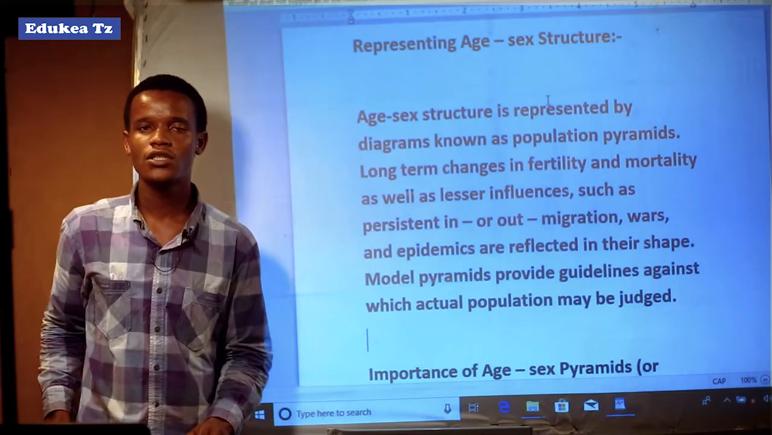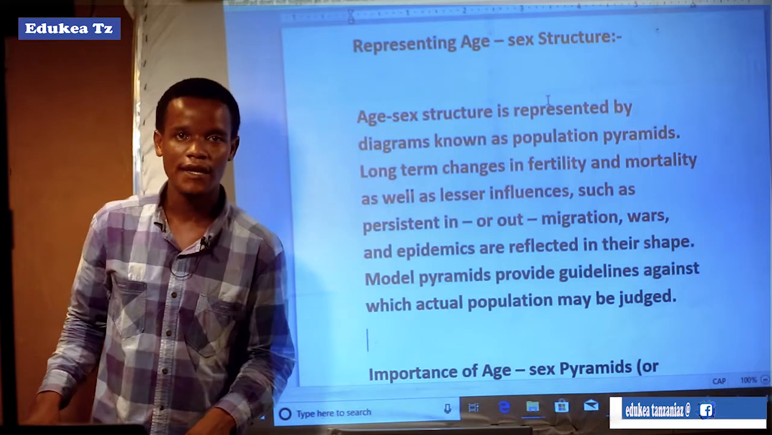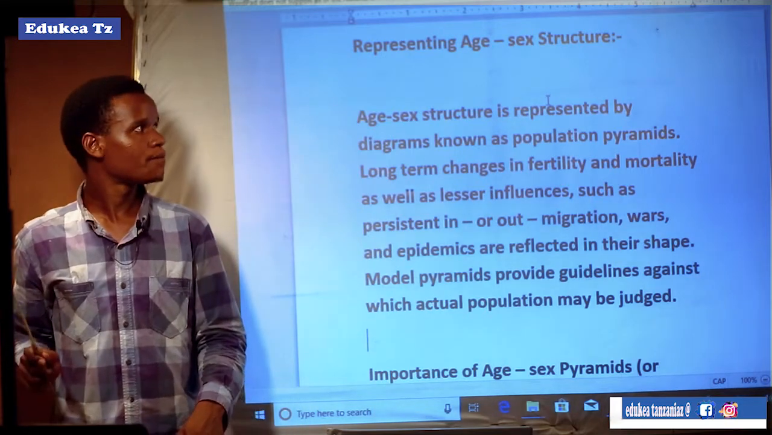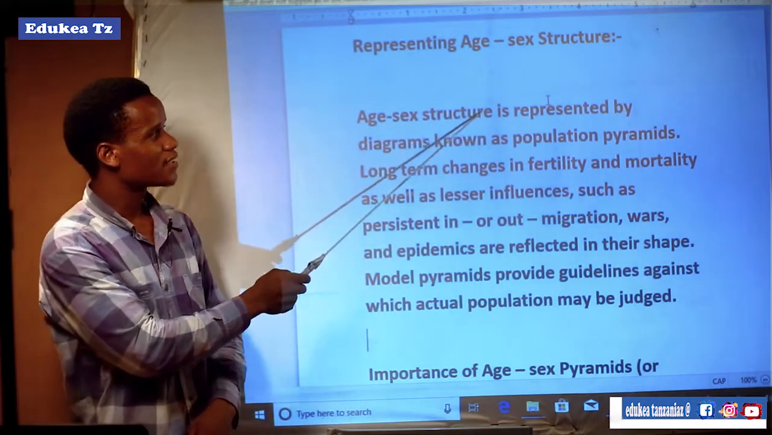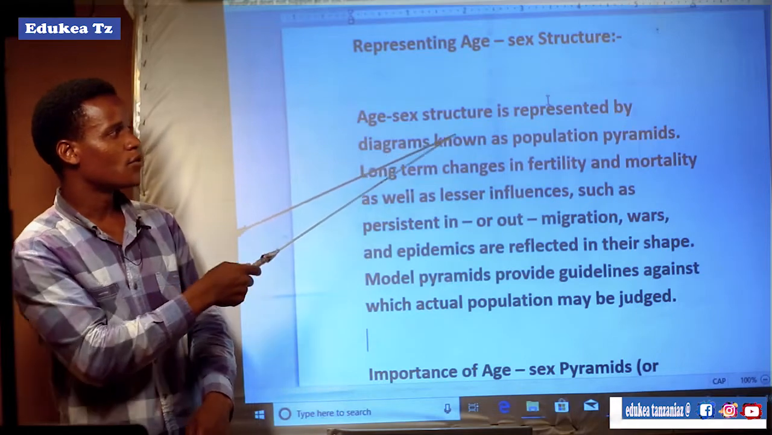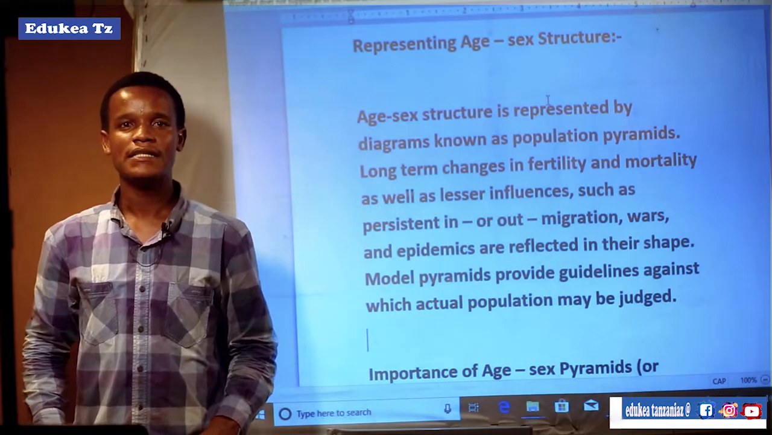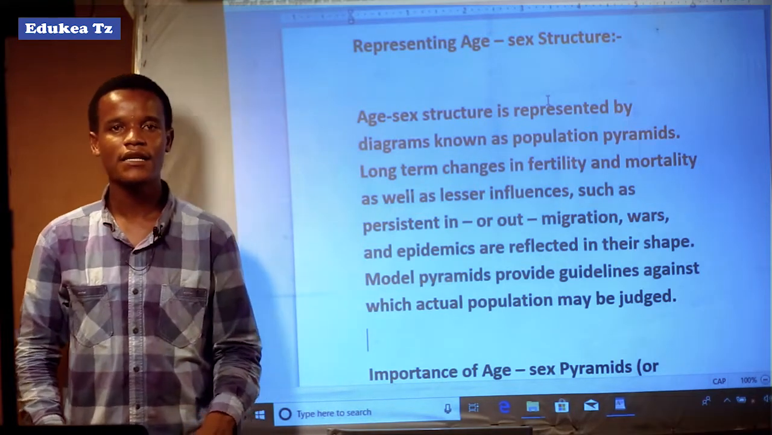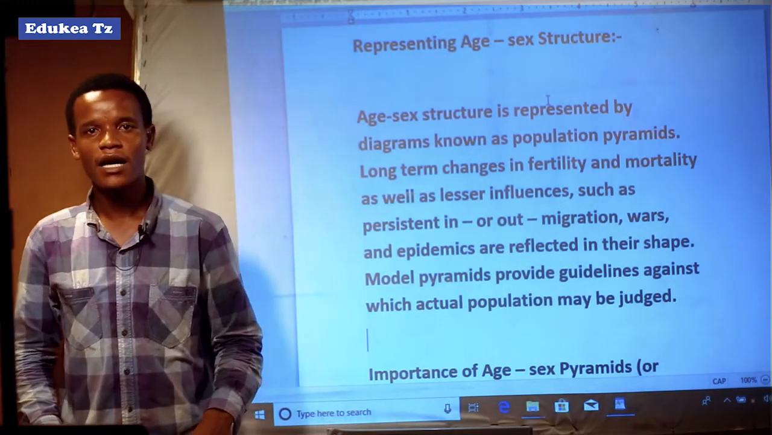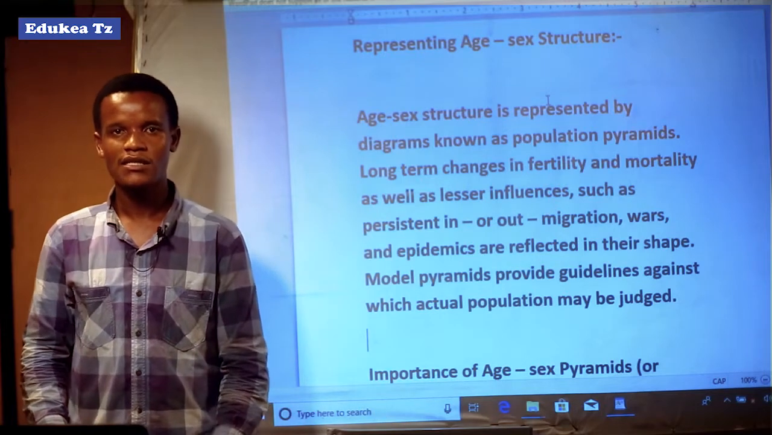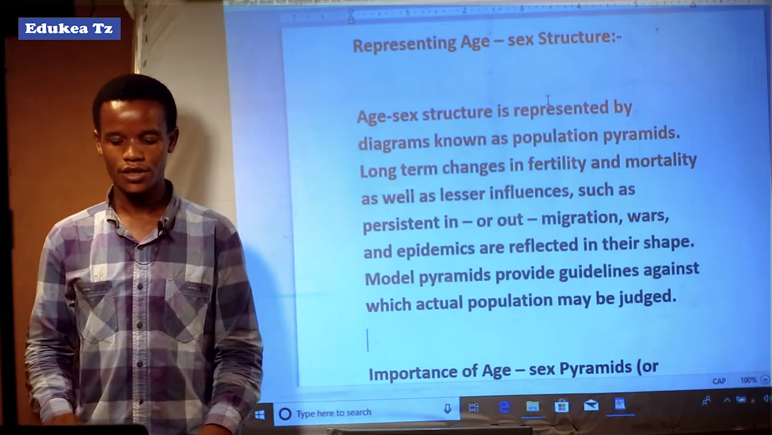Aging population are those people whose age starts from 64 up to other age categories. Age-sex structure is represented by a diagram known as a population pyramid. So you are able to represent the structure of age and sex through a pyramid. The pyramid plays a great role in representing the age structure of the population.